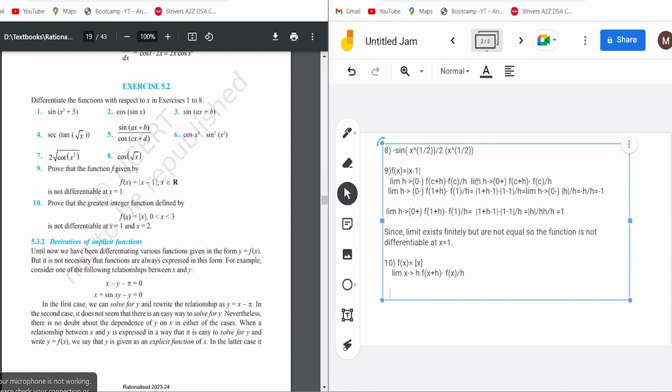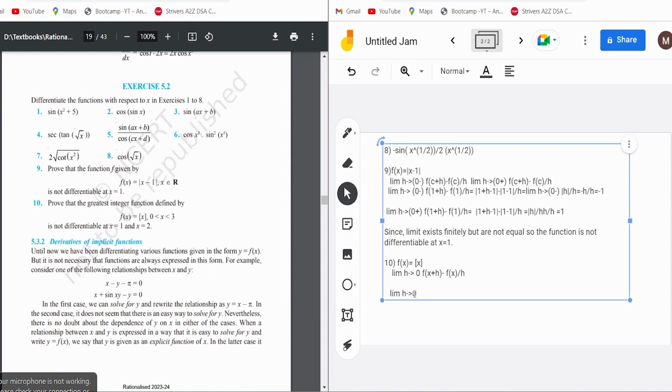Now what we have to do, we have to just put x equal to 1 and x equal to 2. So let's do it. Limit of, firstly let's take limit of h tending to 0, sorry, not x tending to, h tending to 0. It is the same thing, but I am doing like this.